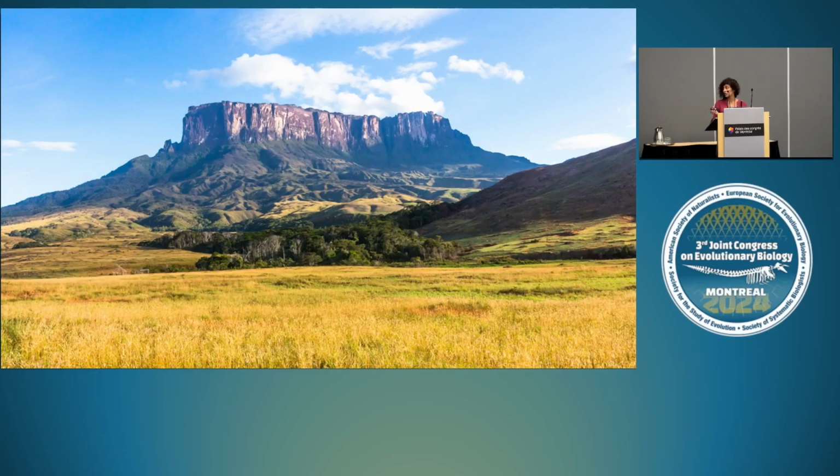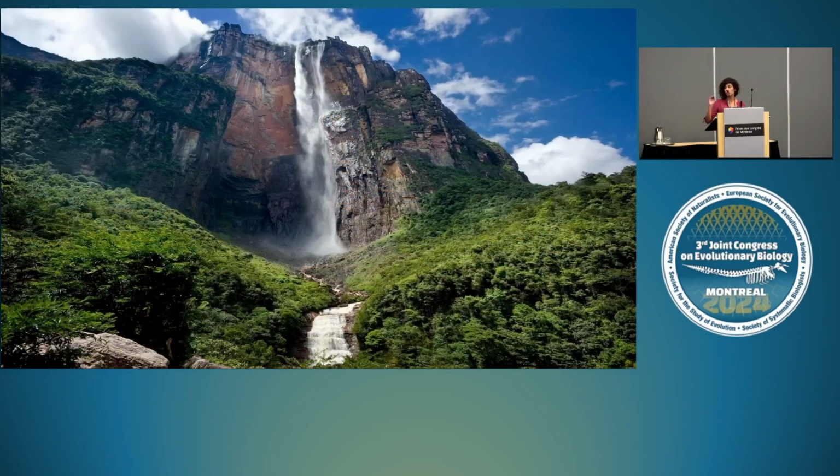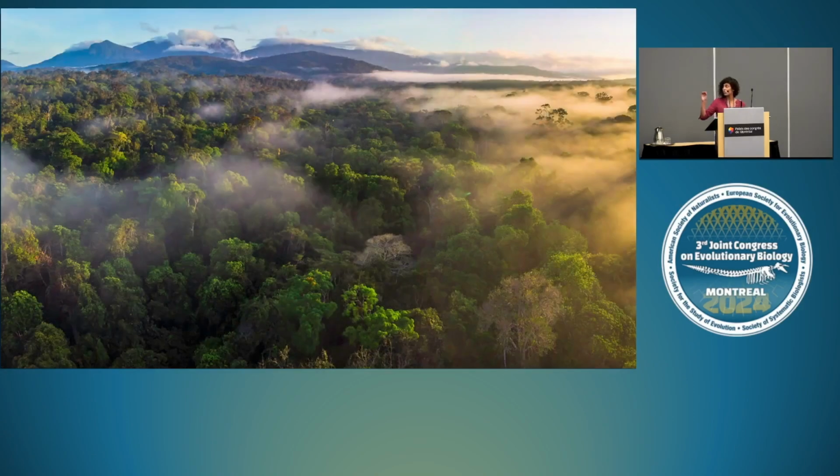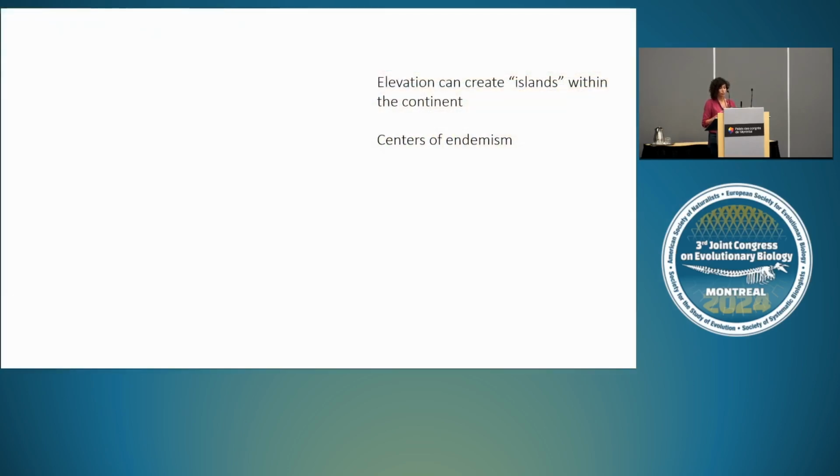For example, here we have Mount Roraima in South America that is surrounded by open grasslands. However, if you look at the highland, you will find a much more forested landscape. So populations who live there might be isolated from their ancestral populations, because they are surrounded by habitats they do not prefer. So this works analogously to an island in the middle of the ocean. So elevation can create islands within the continent, and because of that, they could be centers of endemism.